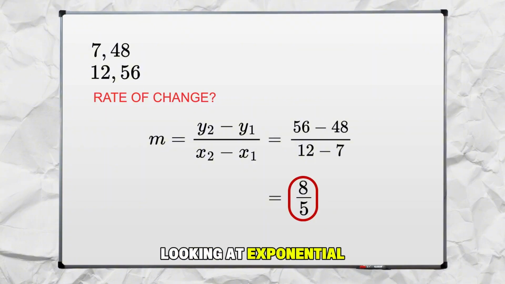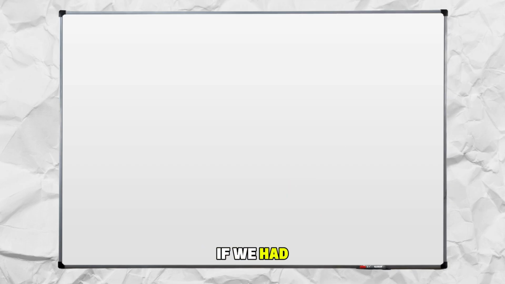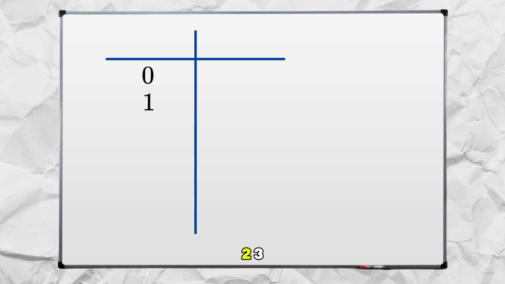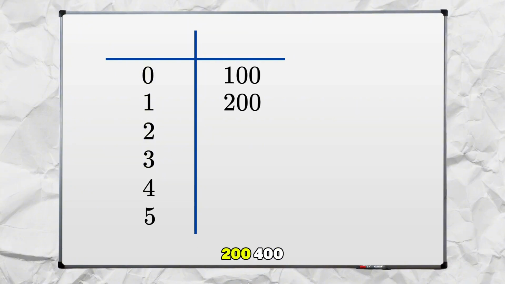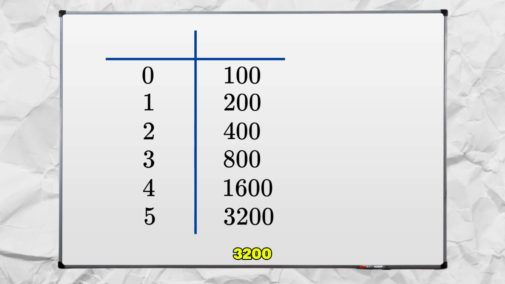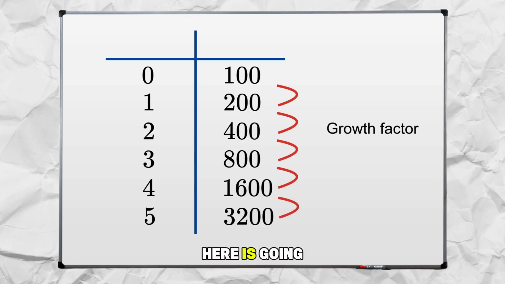Now, when we're looking at exponential growth, it's a little bit different. The most important thing is to try to keep track of the growth factor here. If we had a table, and we'll do 0, 1, 2, 3, 4, 5, and then we'll do 100, 200, 400, 800, 1600, and then maybe 3200. If we look at our table here, we're no longer just increasing by a set value. Instead, it looks like our number is doubling here. We know 100 times 2 is 200, times 2 is 400, 800, 1600, onwards. So we know the growth factor here is going to be 2.